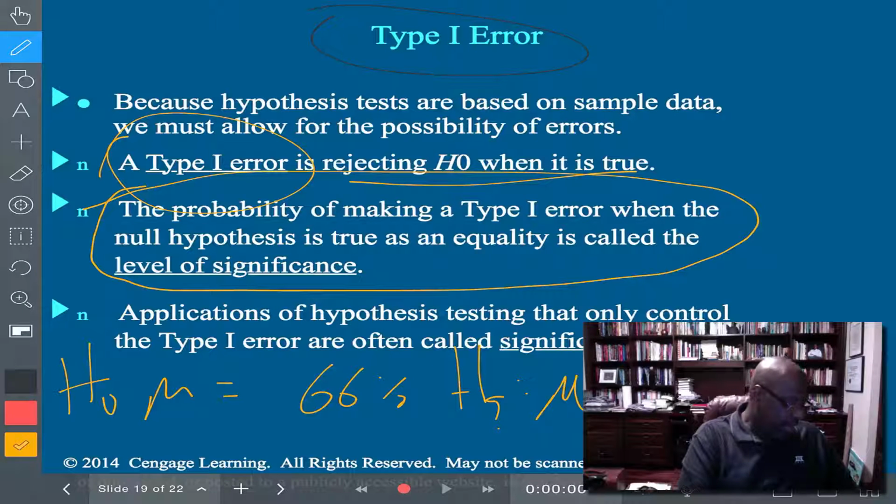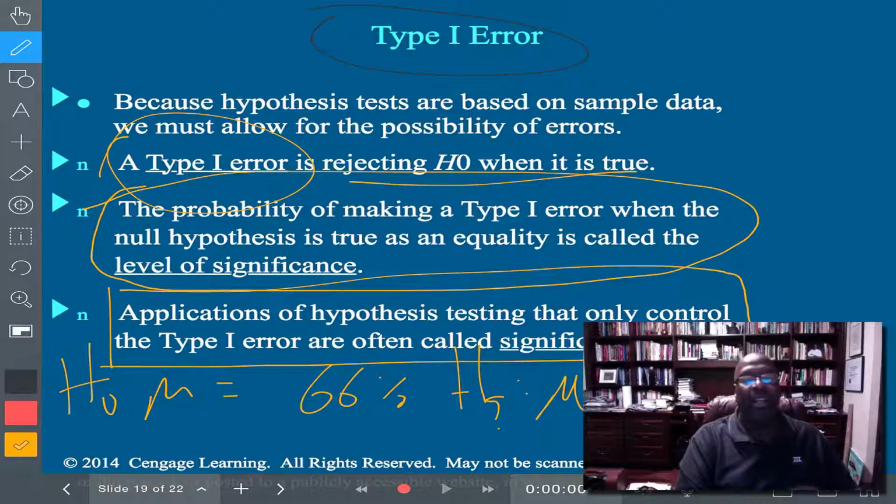And then, of course, a type 2 error is failing to reject the null hypothesis when it's false. Something to keep in mind, all applications of hypothesis testing are always based on us controlling type 1 errors. We cannot control type 2 errors. That is because to control a type 2 error, you must know what the actual population parameter is, but we never know. So therefore we cannot control that, right?